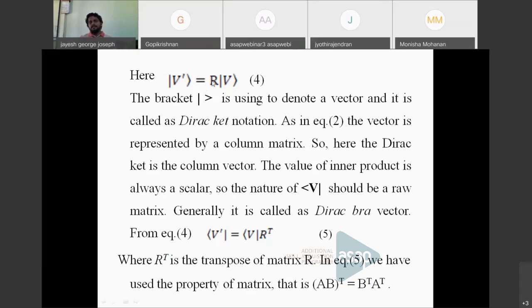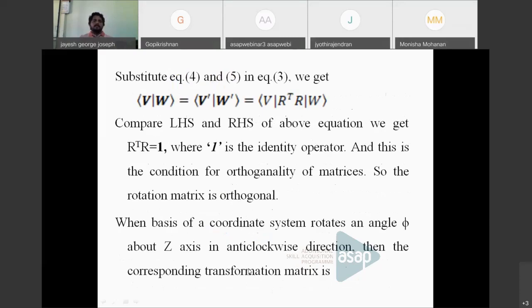This transpose of the ket R V is equal to V transpose into R transpose, and this ket transpose is a bra, that is V into R transpose. Now substituting equations 4 and 5 in equation 3, we get the inner product V W is equal to V prime W prime, that is unchanged. Here V prime is equal to V R transpose, and W prime is equal to R W.